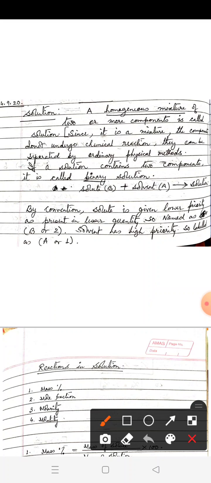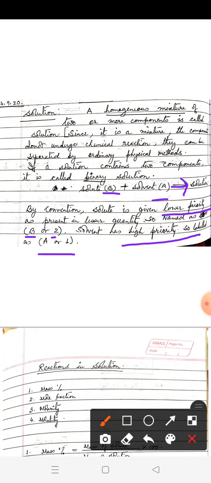Solute, usually represented by the symbol B, plus solvent, usually represented by the symbol A, makes a solution. When we put a unidirectional arrow, it shows that you can dissolve more and more solute in the solvent. That means it is not a saturated solution. By convention, solute is always given lower priority and hence it is represented by B or 2, and solvent gets higher priority, so it is always represented as A or 1.